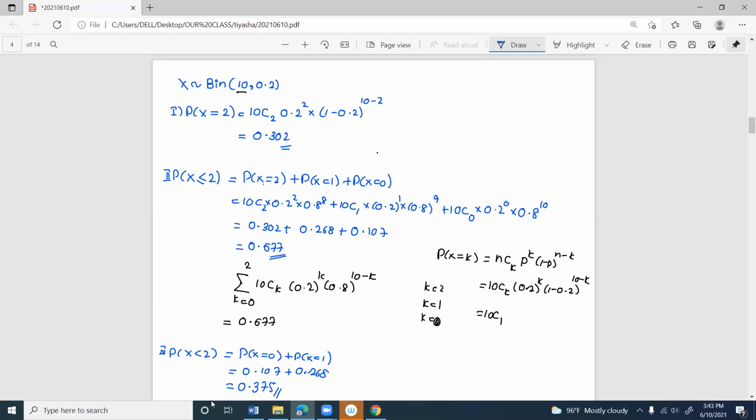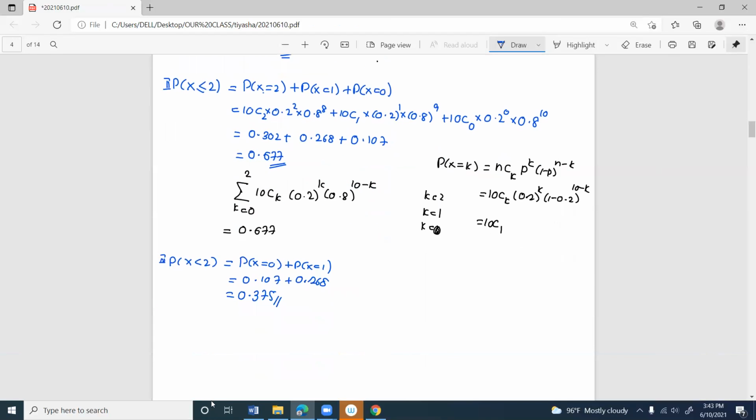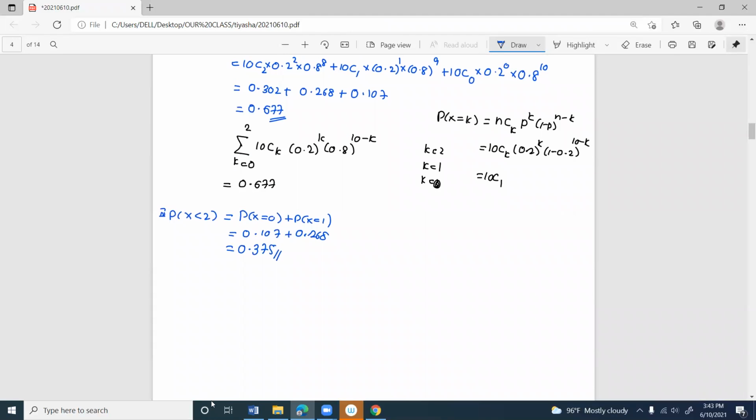Okay, 375. That's how it comes. Then the next fact is put this way. They can ask you probability of x is greater than or equal to 3. Now let's see if you want to get this. The top value is 10. Therefore, you need to get the probability of x equals 3, 4, 5, 6.